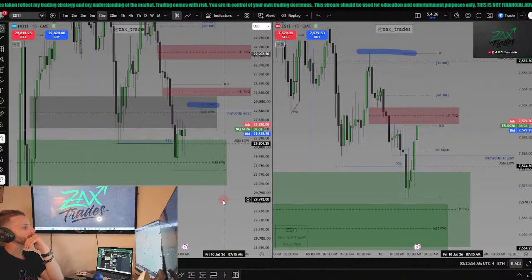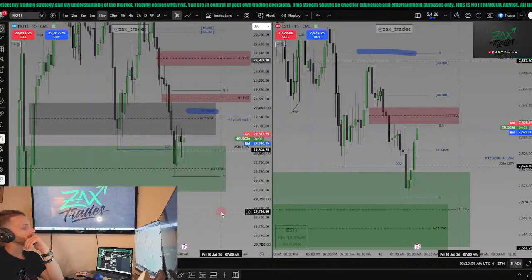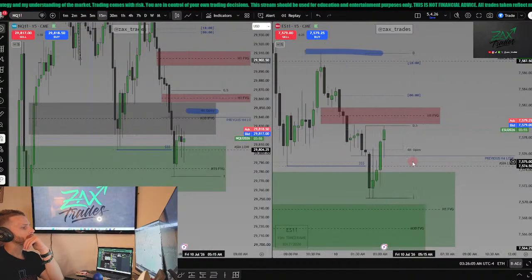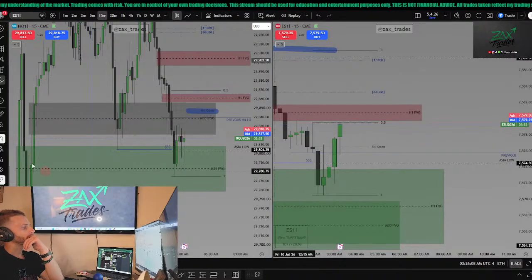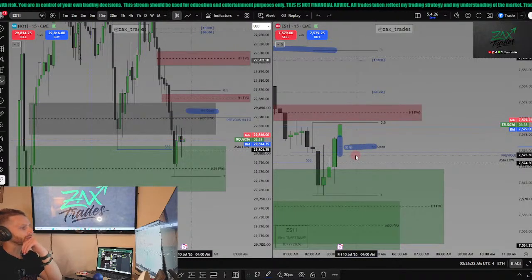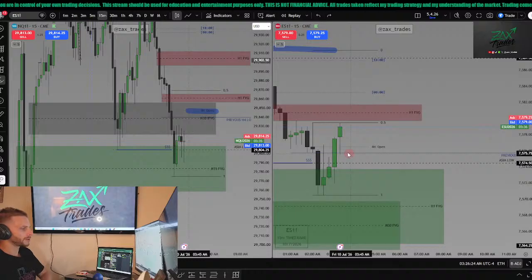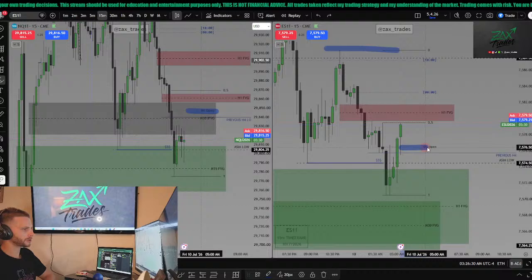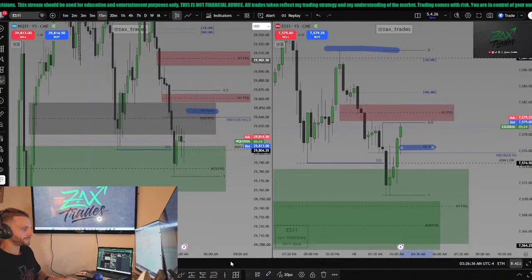ES is looking great. Absolutely great. And I like this. I love seeing this wick like this. Why? Because it wicked right down through that 4 hour open and popped right back up. That's to me showing me that it wants to stay above the 4 hours. So now we are officially bullish, back bullish on ES.